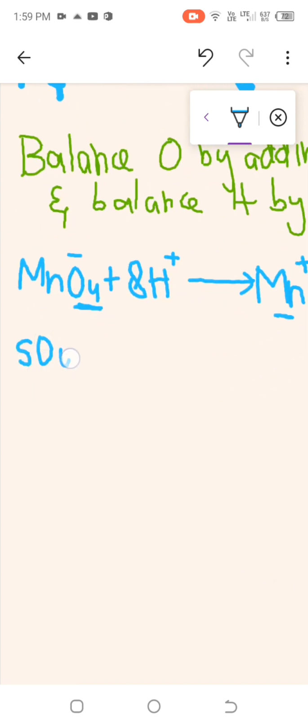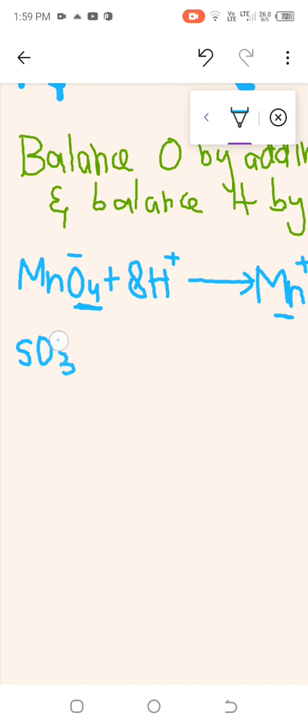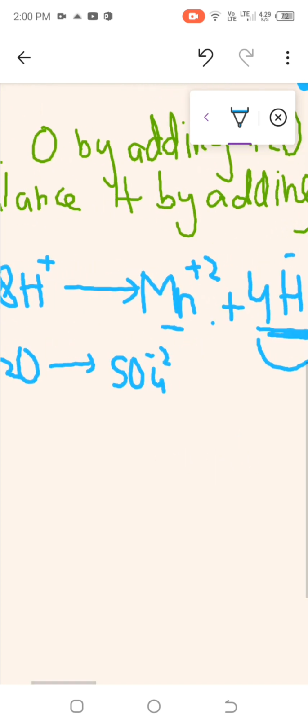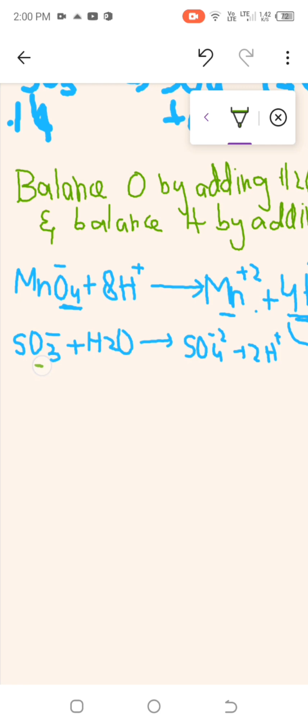We have SO3 2 minus plus water molecule H2O giving SO4 2 minus plus 2H positive. Now here you can see what happened: oxygen was 3 and here oxygen is 4, so one oxygen is extra, so we have to balance this oxygen by adding one water molecule. Since we have added one water molecule, to balance the hydrogen we will add 2H positive ions because here we have two hydrogens.